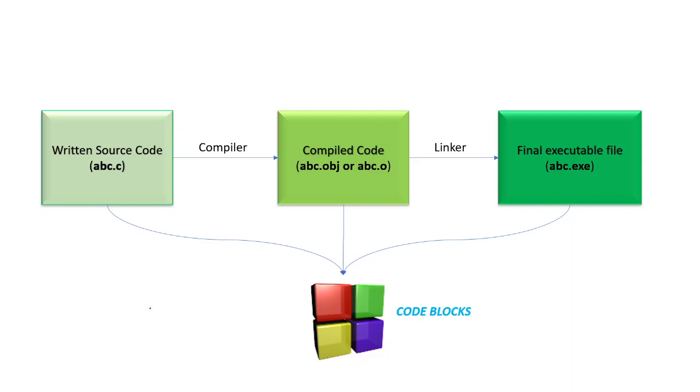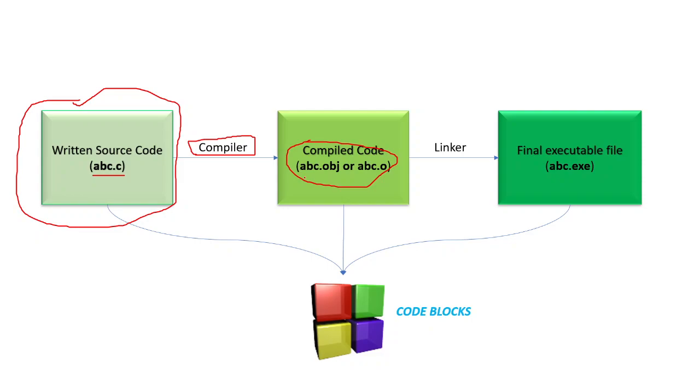We write our code in a source code file which has the .c extension. Then it is picked up by the compiler and converted to compiled code with a .obj or .o extension. Then the linker will come and convert this object file to an executable file. In this way the code that we have written gets converted to machine code, so that the machine can understand it.